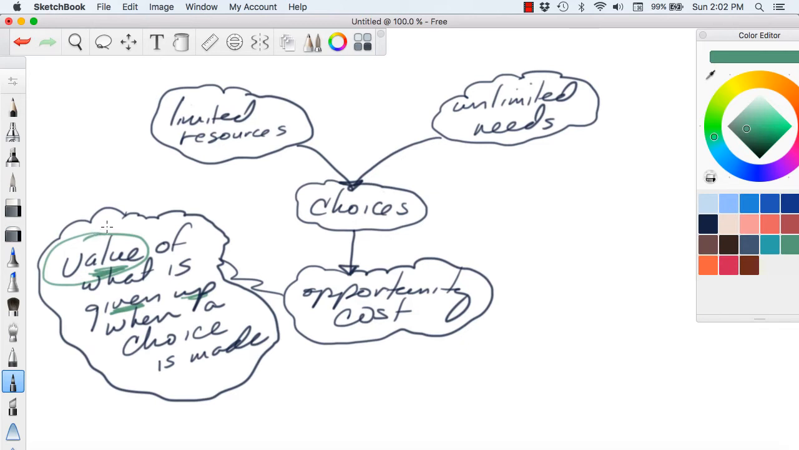Time spent on something that is not very valuable is considered time wasted. Money spent on something that is not very valuable is considered money wasted. You'll hear people say, oh, that movie was a waste of time. Well, you can't waste time. You have a certain amount of it.